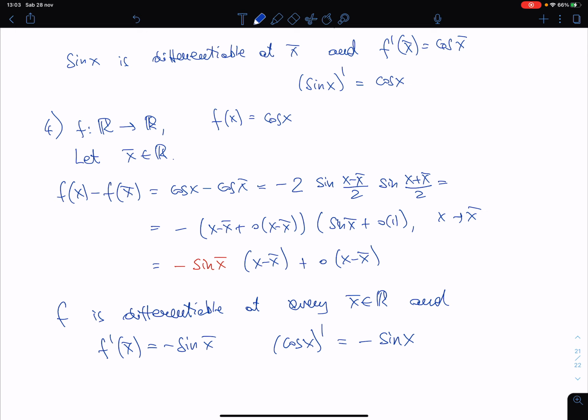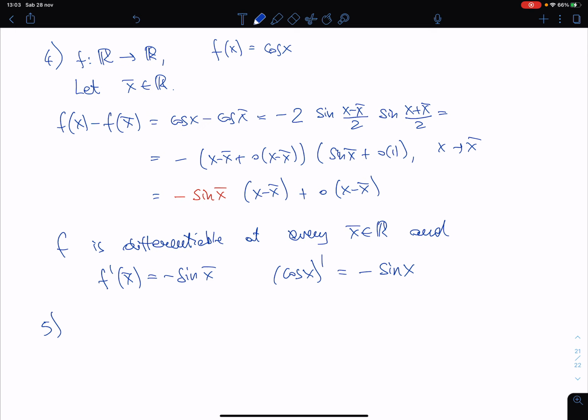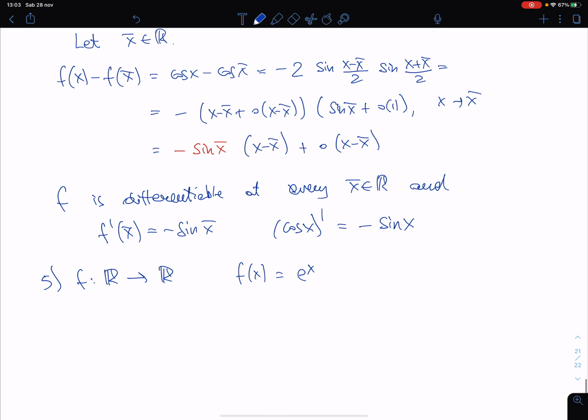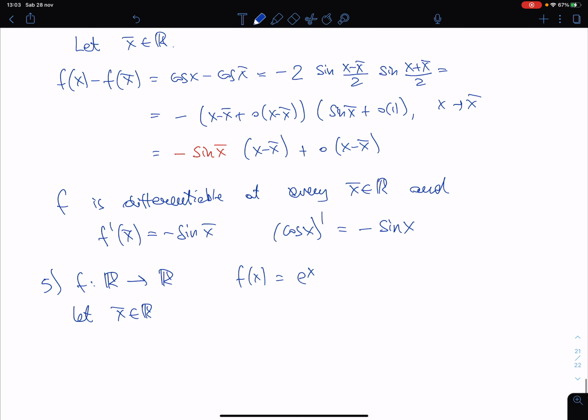And so the last example, extremely important, in R. f of x is equal to e to the x, and again let x bar be a real number, and so f of x minus f of x bar is equal to e to the x minus e to the x bar. So here let's gather e to the x bar, and here you end up with e to the (x minus x bar) minus 1.